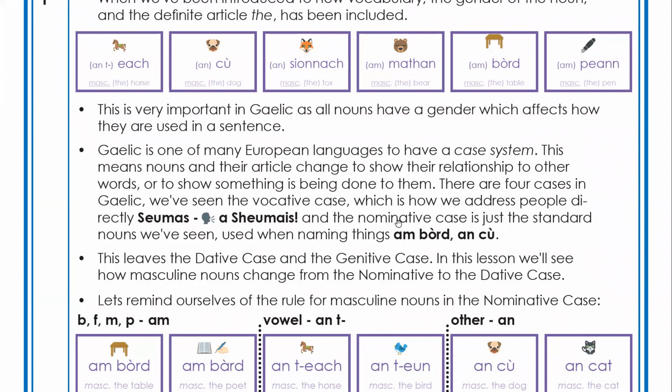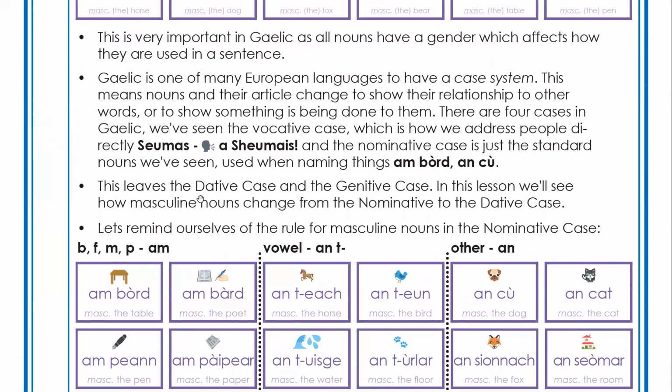The cases that we're interested in terms of using the language, making sentences, constructing grammatical sentences, the nominative case is the standard nouns we've seen. So these nouns are all in the nominative case. This is basically also known as the naming case. These words are just the words we use to describe a horse or the horse, the dog, etc., to give something a name. So am bòrd and an cù. So the last two cases in Gaelic are the dative case and the genitive case. And in this lesson, we'll look at how masculine nouns change from the nominative to the dative case.